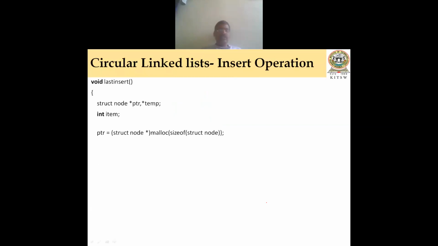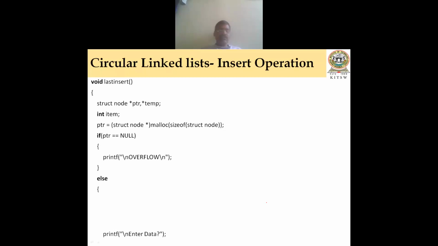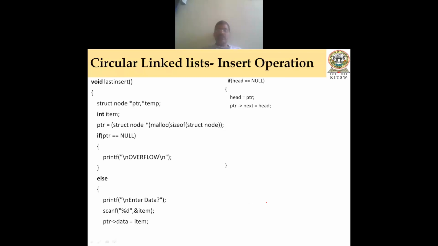If you want to insert the node at the last, then we have to create the node and allocate the memory. If ptr is null, overflow, else enter the data, and ptr arrow data equal to item. If head is equal to null, head is equal to ptr, ptr arrow next equal to head. Else we have to traverse: temp equal to head, while temp arrow next not equal to head, temp equal to temp arrow next. Temp arrow next is equal to ptr, ptr arrow next equal to head. This is what we are doing in the last node insertion.